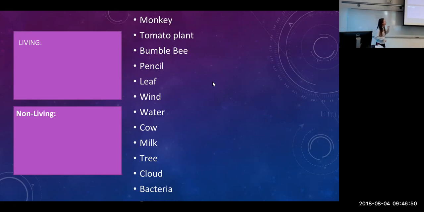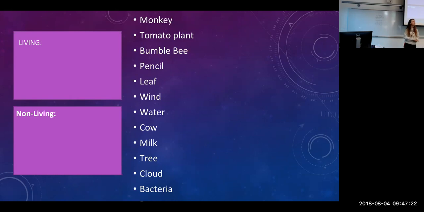Okay, what do we think? Is a monkey living or non-living? Living. What about a tomato plant? Living. Bumblebee? Living. Leaf. Let's see, a leaf on the ground. Is that living? No. On a leaf on a tree, do you think that's living? Okay. Wind. Is wind a living thing? No. Is water living? No.